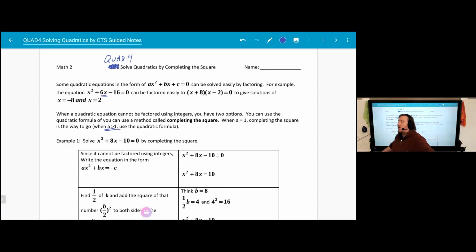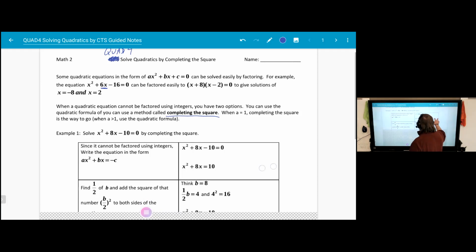So today we're going to do what's called completing the square. We're going to make ourselves a perfect square. We're going to get a perfect square equals a number. And how are we going to do that? By some fun math. Math is always fun though, right?